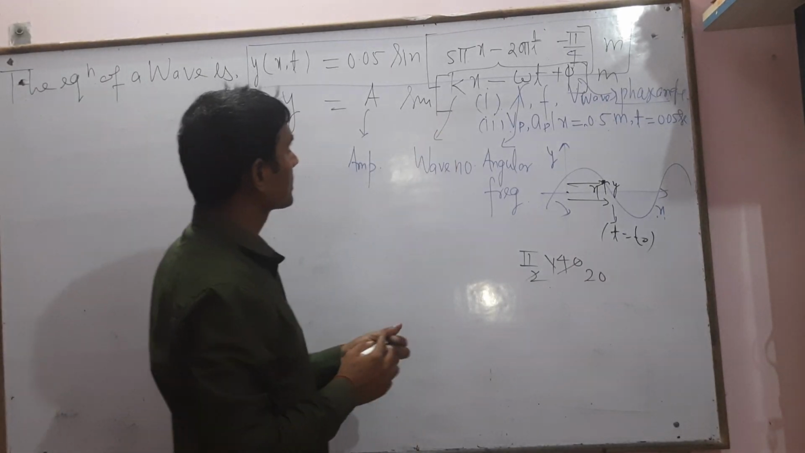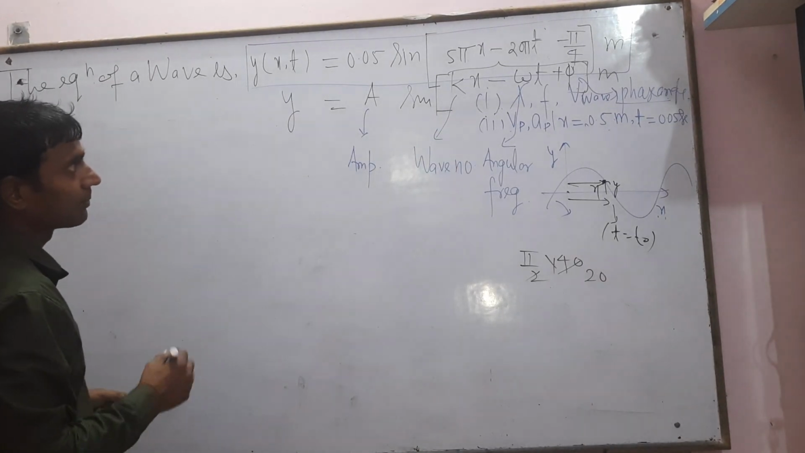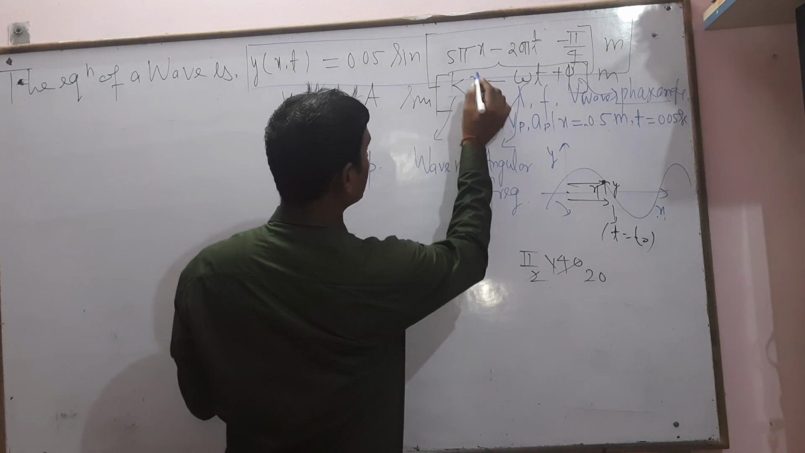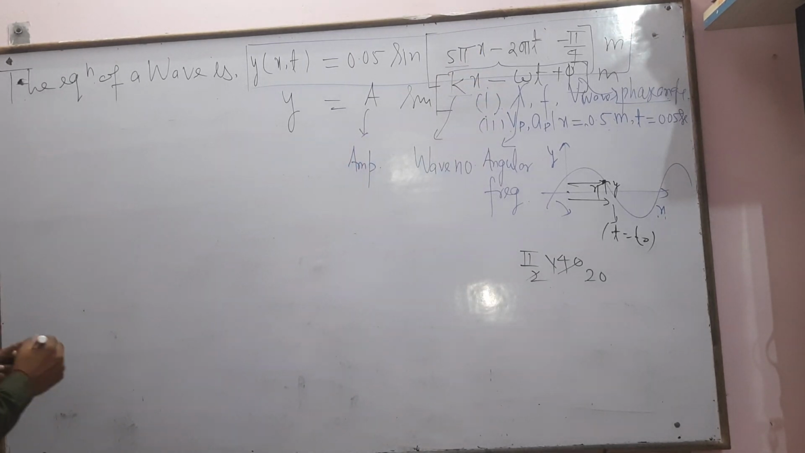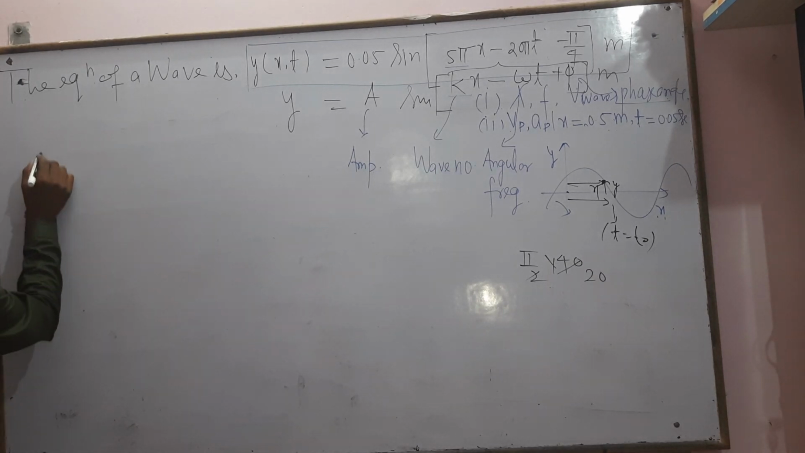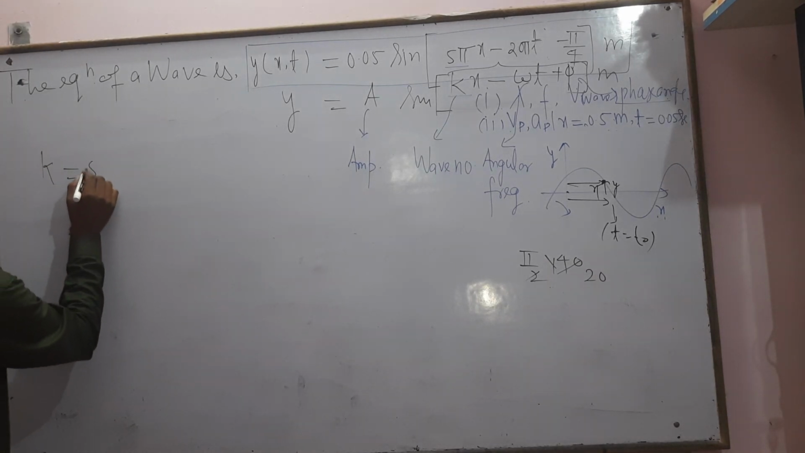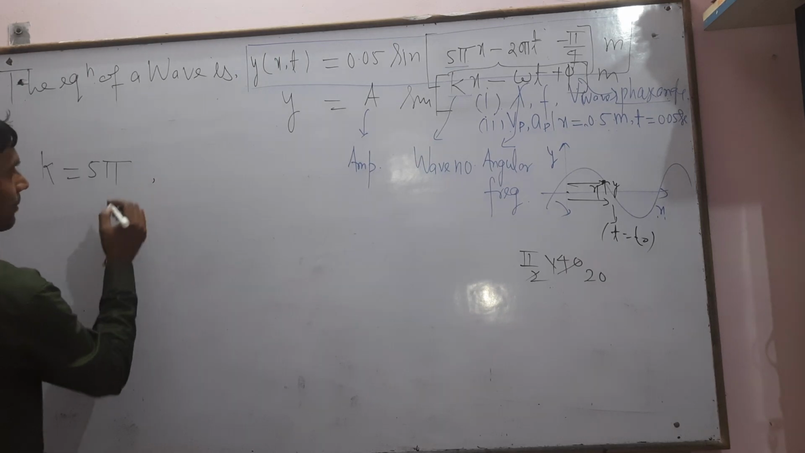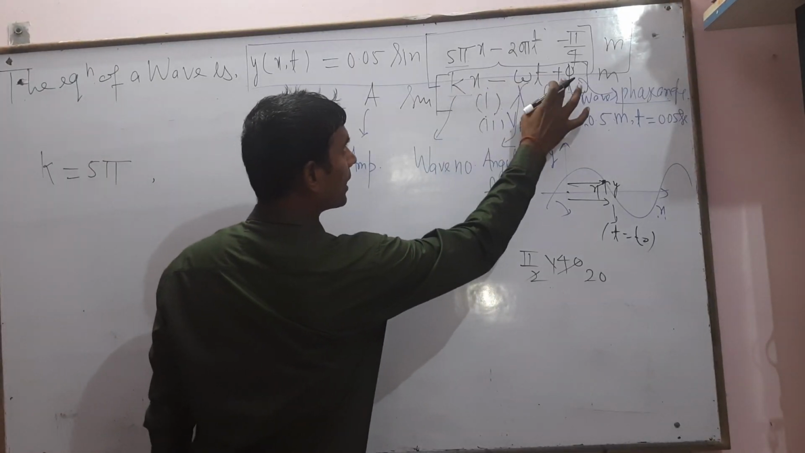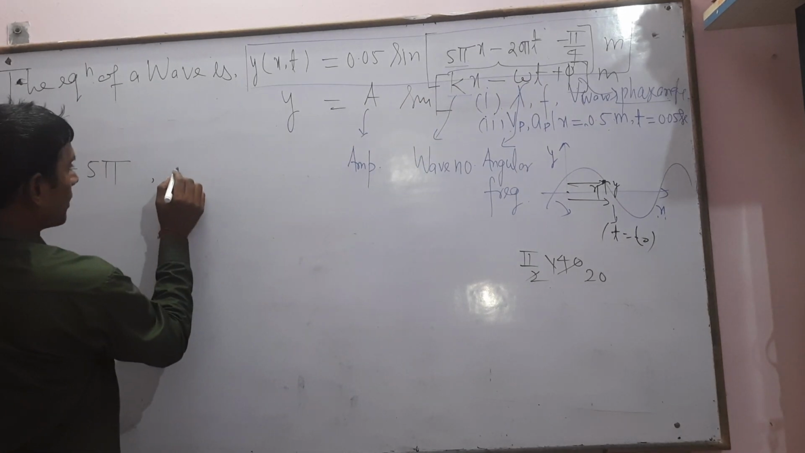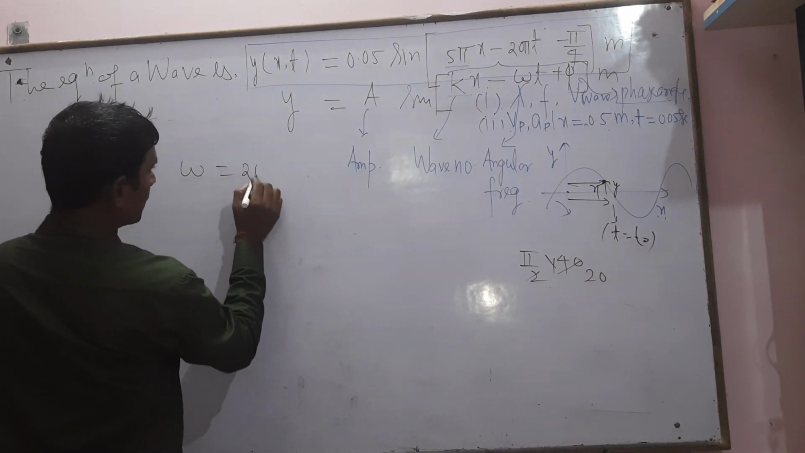So we have to find out the lambda. Lambda means we can compare k and 5 pi. So put the value of k equal to 5 pi. By comparing, we have to find out the values of k, omega and phi. And the value of omega is equal to 20 pi.